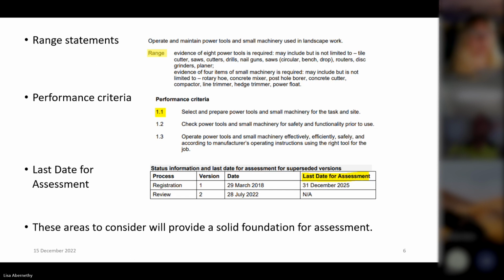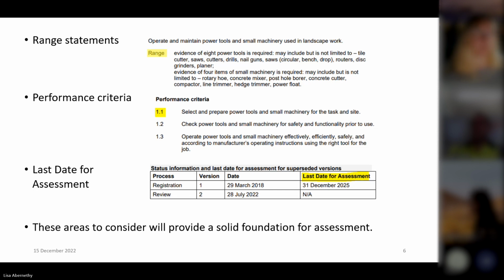The wording of the range statements can help decide what evidence is required as well. So you do see includes, or includes but not limited to, followed by a list. That list means that the evidence for all the selected items must be considered.